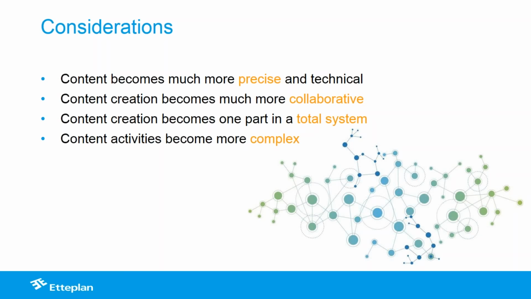Content creation then also becomes one part in a total system. Not so much that you need one software tool to manage everything, but it's about connectivity. And in order to have connectivity, content needs to meet certain requirements, which I will discuss in a moment. So, and that also means that content activities become more complex in the end. And what does that mean, right?